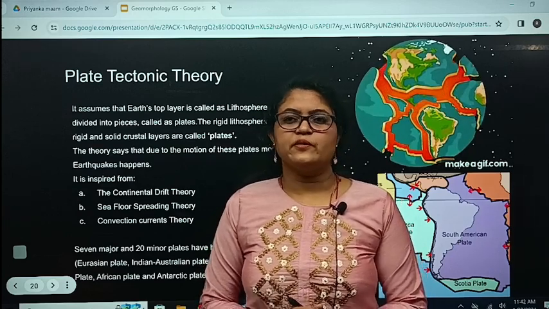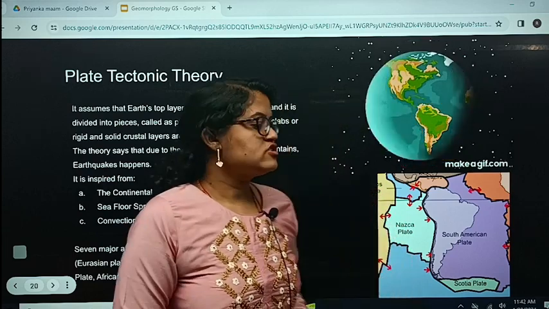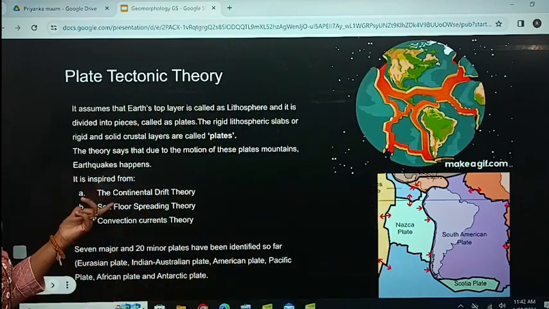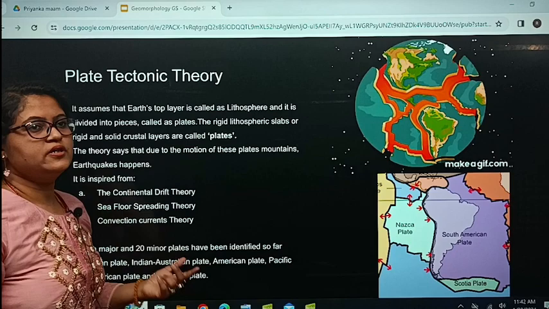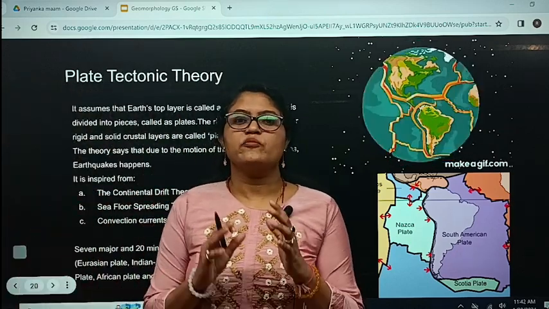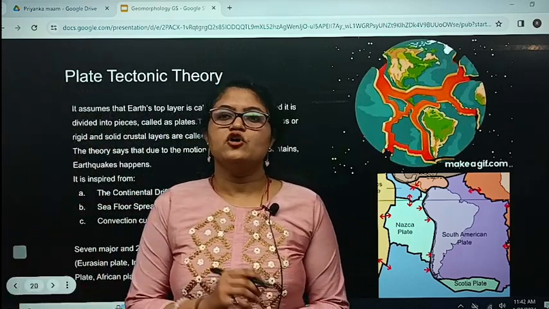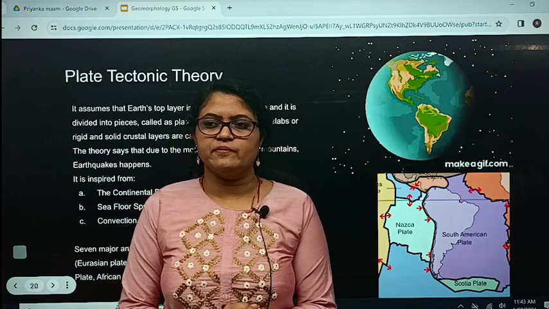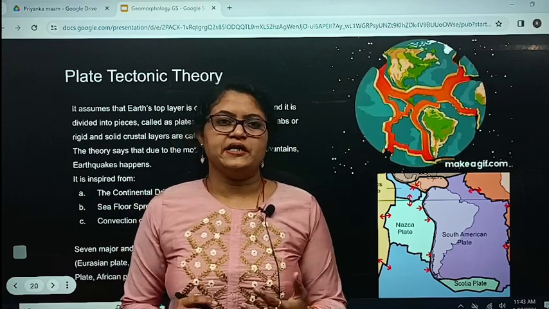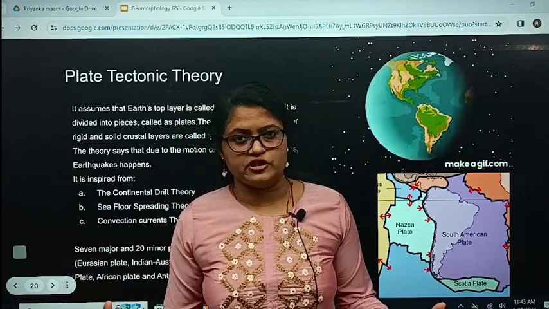So we are going to study plate tectonics. Okay, let's start with plate tectonics. First of all, what does this theory talk about? It is going to answer the formation of the continents. In the topic of formation of the continents, we study continental drift theory and plate tectonics, and we get the answer how the continents are formed.